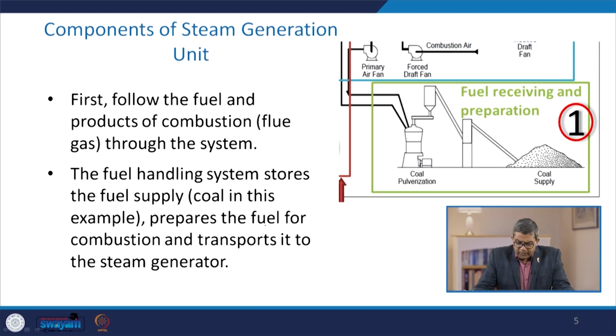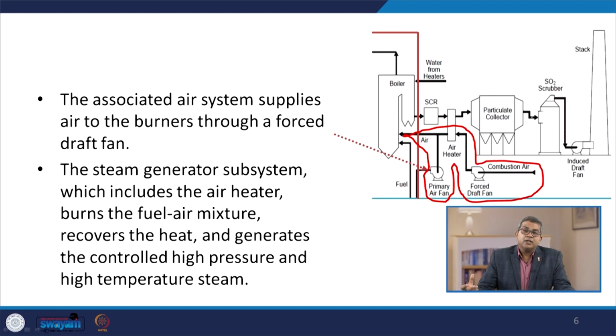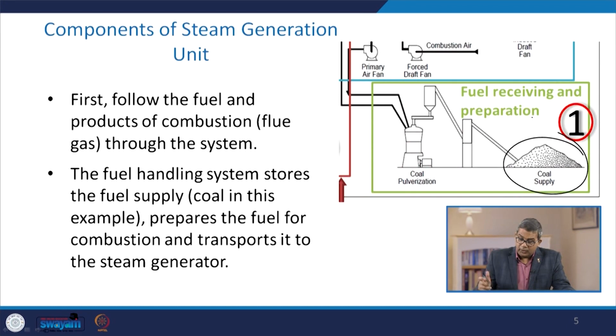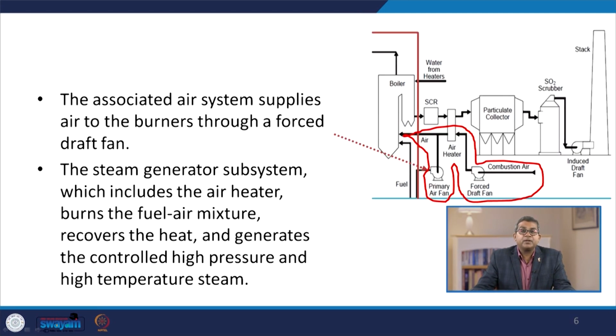So let's take them one by one. If you follow the fuel and the products of combustion through the system, the fuel handling system usually stores the fuel supply, that is coal in this particular example. It prepares the fuel for combustion and transports it to the steam generator. As you know, we require a specific size of coal, so you can go for pulverization, grinding, etc. Whatever is required for this is attributed to the fuel receiving and preparation section.